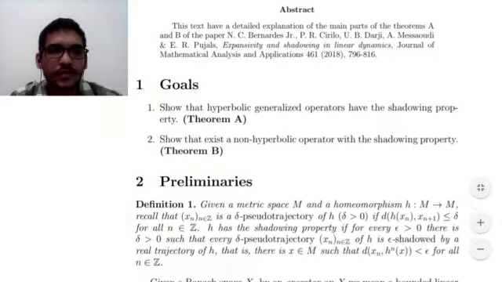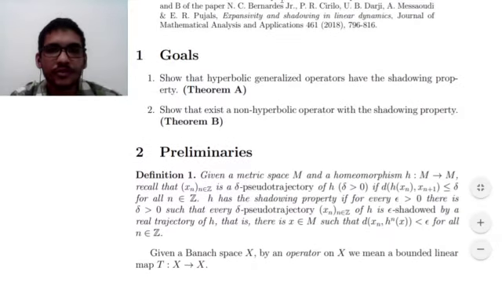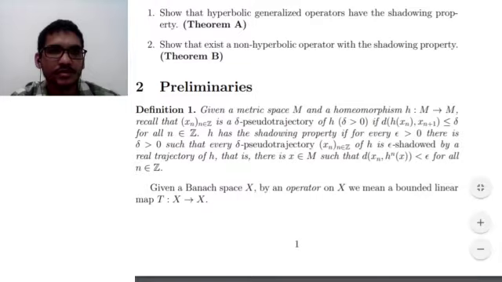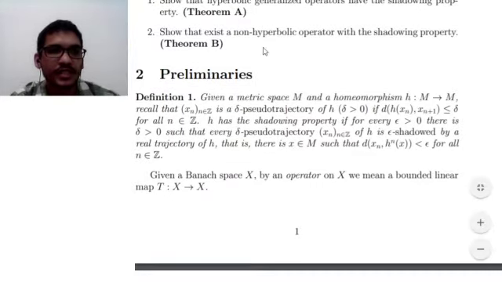So let's see the goals. The first goal is to show that hyperbolic generalized shift operators have the shadowing property, Theorem A, and the second goal is to show that there exists a non-hyperbolic operator with the shadowing property. Okay, well, let's talk about some preliminaries.